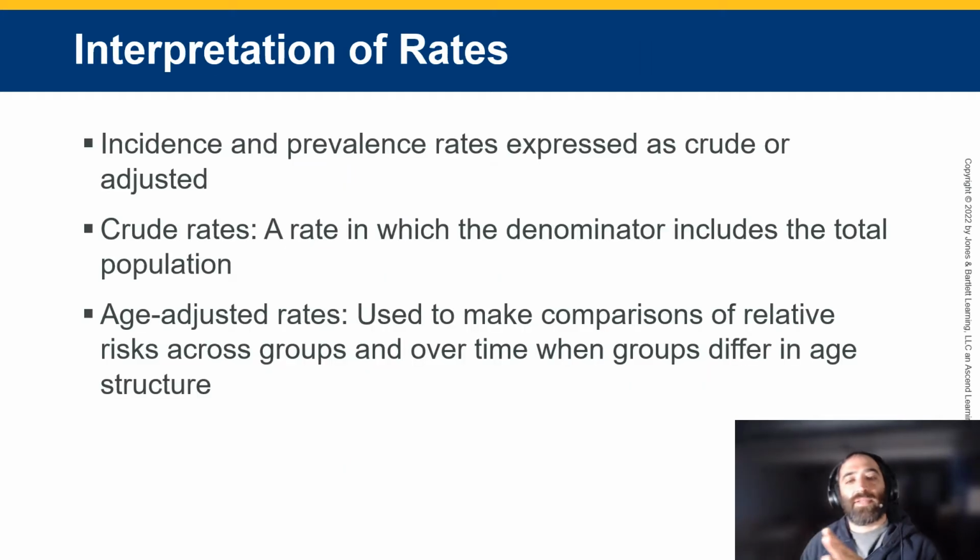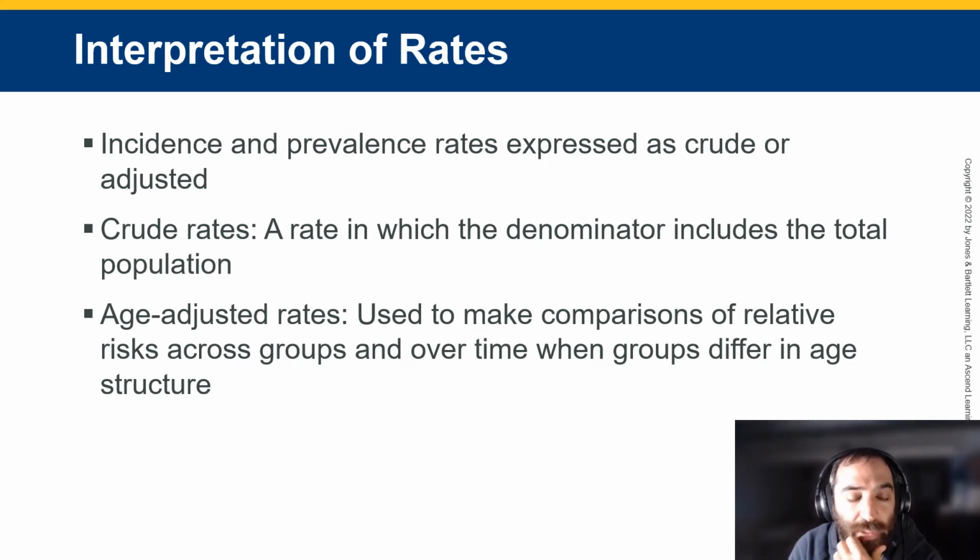All right, and so just in case you weren't confused yet, we've got to go a little bit deeper and now begin talking about these rates in new ways. So imagine that there's a high incidence of chickenpox among children. Okay, so children with chickenpox. All right. Incidence and prevalence rates are expressed as crude or as adjusted.